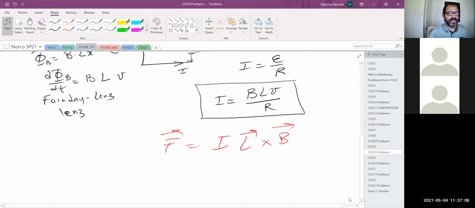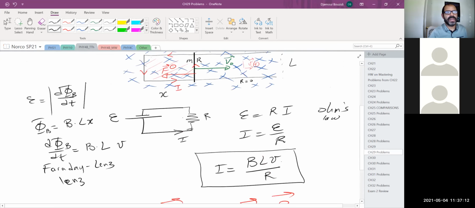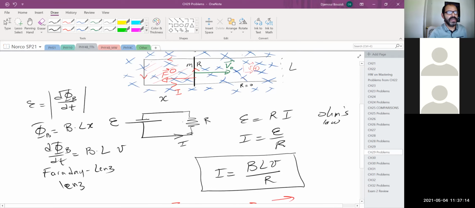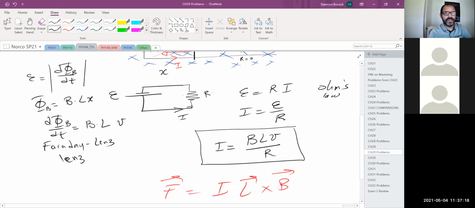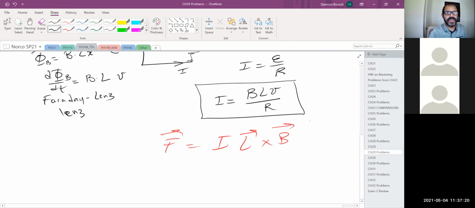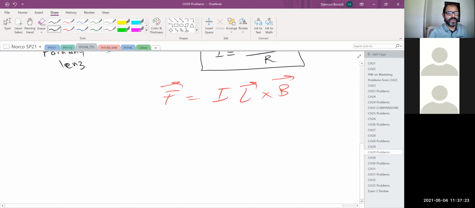So the magnitude of this force then, if I sub everything, everything is perpendicular to everything. L and B are perpendicular especially. L is on the screen, whereas B is into the screen. So the angle between them is 90 degrees. Sine of 90 degrees is 1. So this force is going to be equal to, in magnitude, ILB. And I know its direction now.